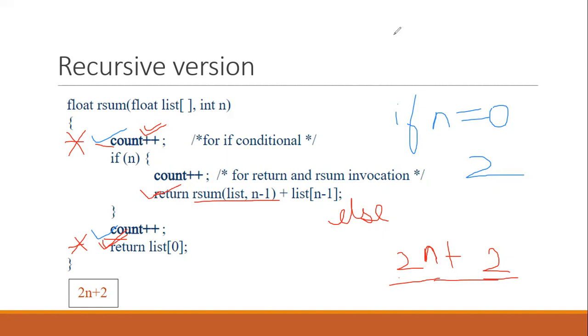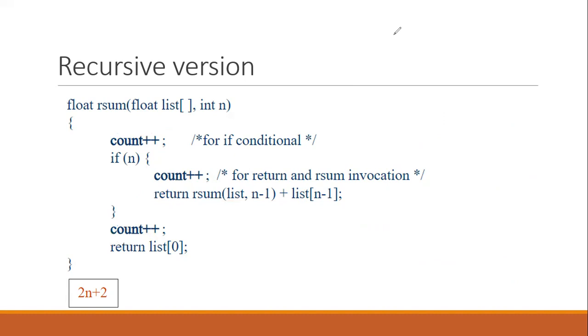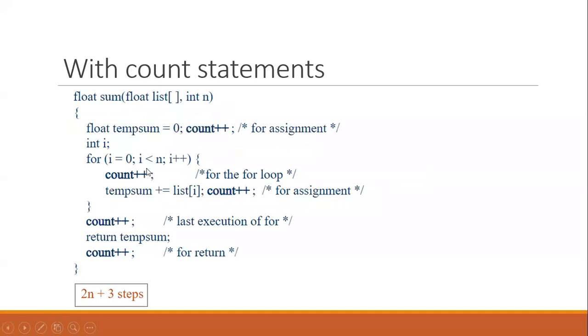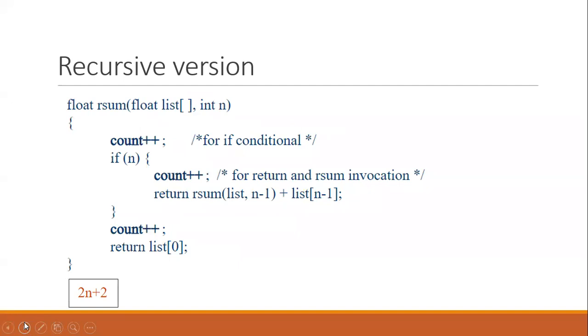Surprisingly, the recursive function actually has a lower step count than its iterative counterpart. So if we go to the previous slide, the iterative function requires 2n plus 3 steps, and the recursive function requires 2n plus 2 steps. Thus, we can conclude that the recursive version requires a lower step count.